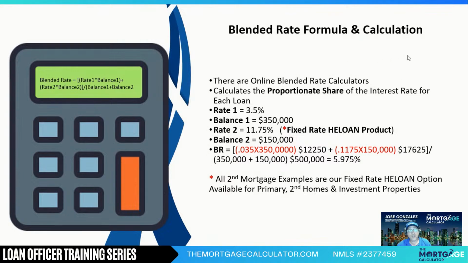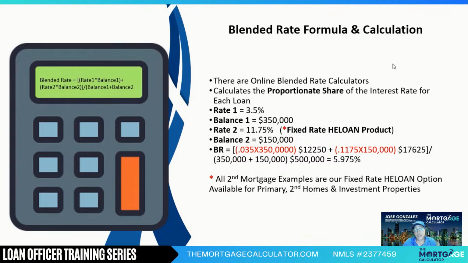Well, first you have to determine what is the rate on the existing first loan, and we're going to call that rate 1. So that rate is a 3.5% interest rate. Then we have to note what is the balance of that existing first mortgage. In this case, the balance is $350,000.